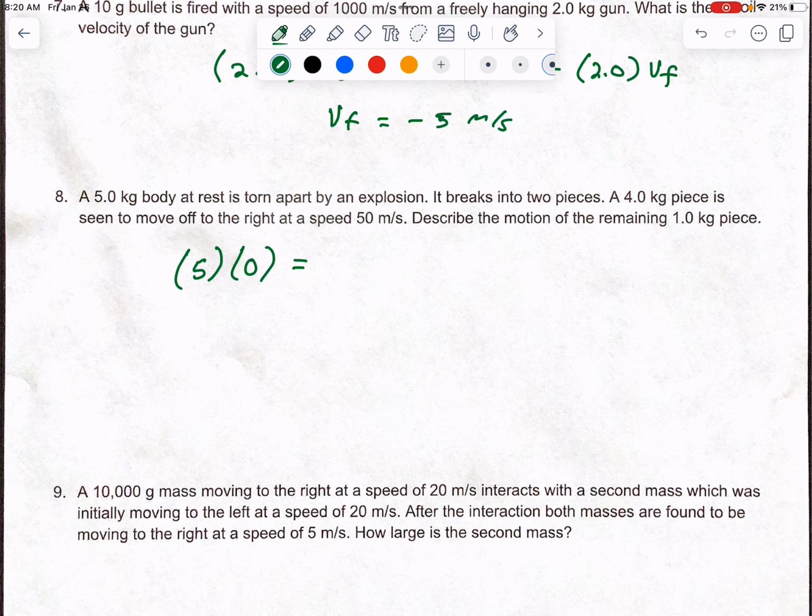Then it blows up and breaks into pieces, so one piece is 4 kilograms, and it's moving to the right at 50. Plus, the other one is 1 kilogram, and we don't know what that velocity is, so that's going to be our question mark. So clean this up, and you should get a velocity of negative 200 meters per second.